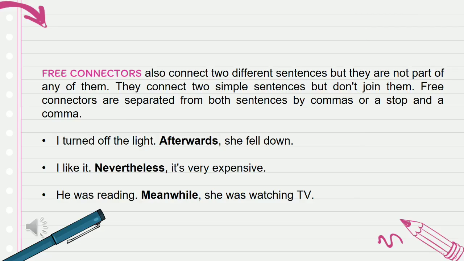Free connectors also connect two different sentences, but they are not part of either of them. They connect two simple sentences but don't join them. Grammatically, both sentences stay simple, but the relationship between them is the same as in a compound sentence. Free connectors are separated from both sentences by commas or a stop and a comma. For example: I turned off the light. Afterwards, she fell down. I like it. Nevertheless, it's very expensive. He was reading. Meanwhile, she was watching TV.